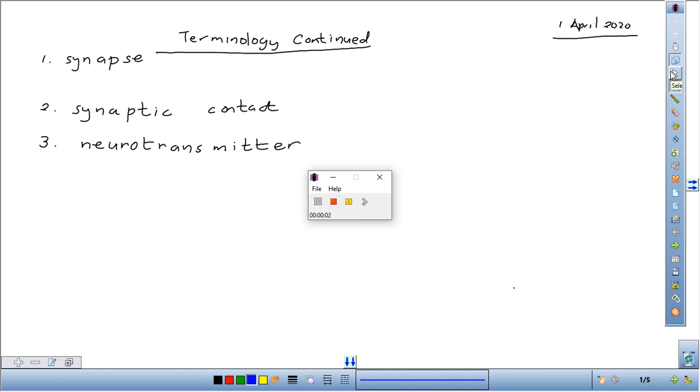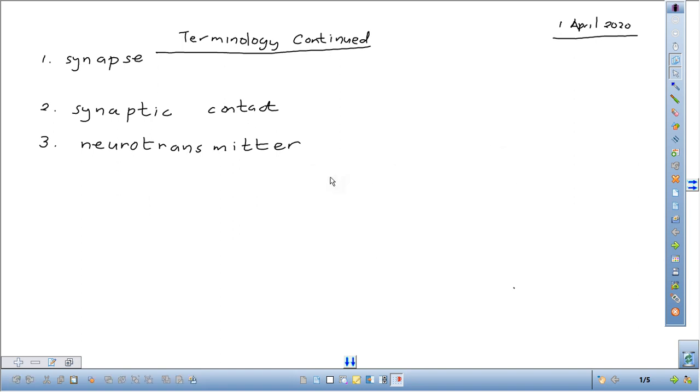Hi guys, we're back onto our next section, and that is continuing from yesterday. Let's look at terminology, and you're adding onto your page. Synapse. Onto your terminology page, you're looking at synapse, guys. Synaptic contact and the neurotransmitter.